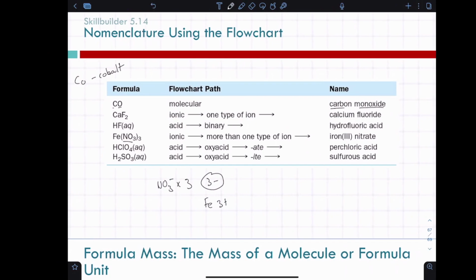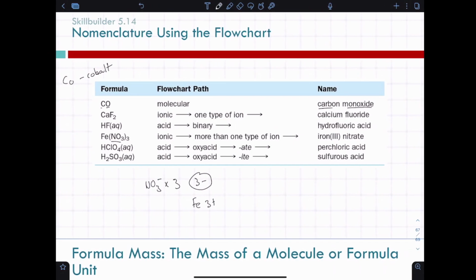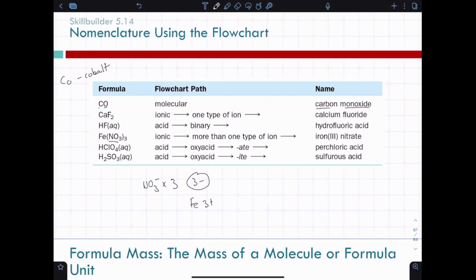That's not centered on the screen. Okay, that's center.